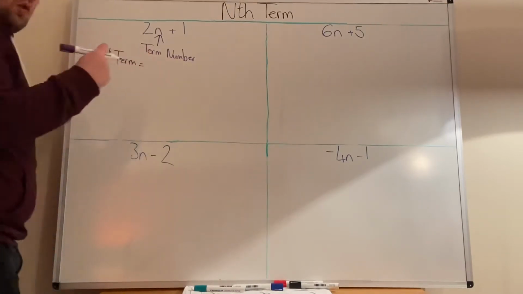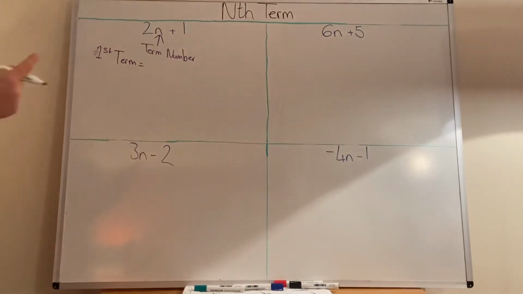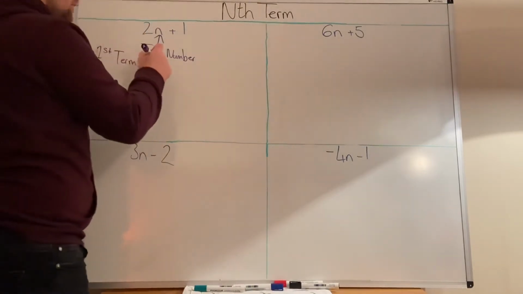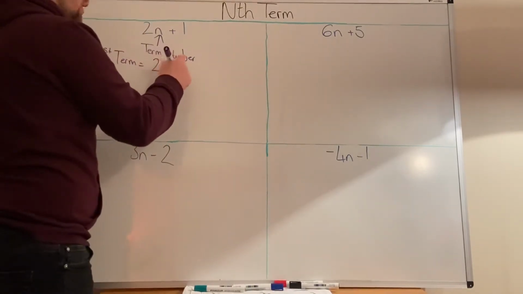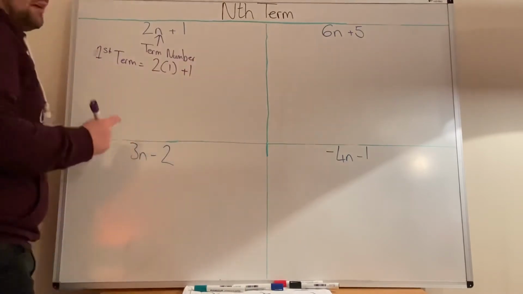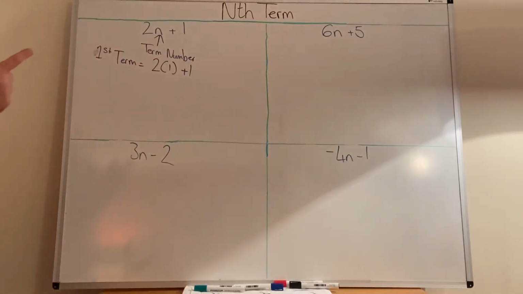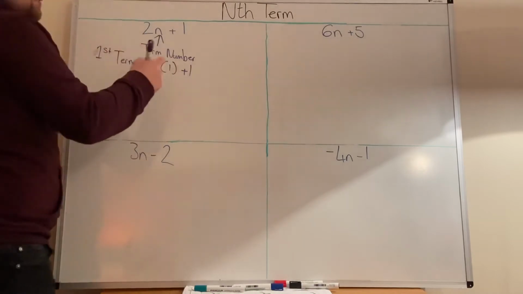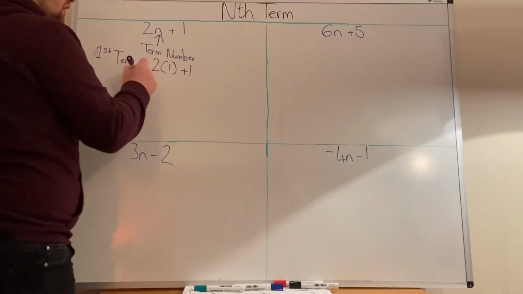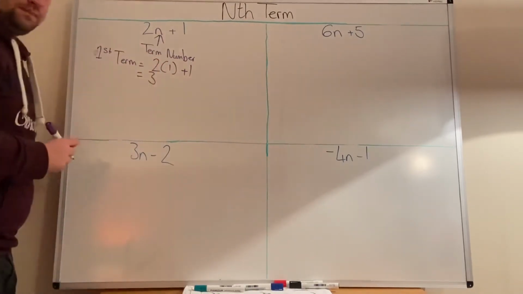n always equals 1. 2n means 2 times 1. So we're going to have 2 times 1 plus 1 for the first term in the sequence. 2 times 1 is 2, plus 1 is 3.